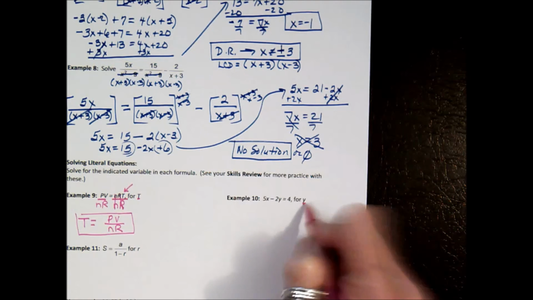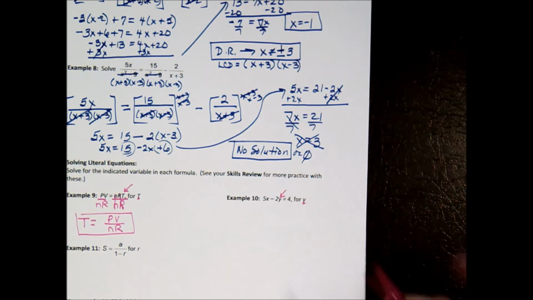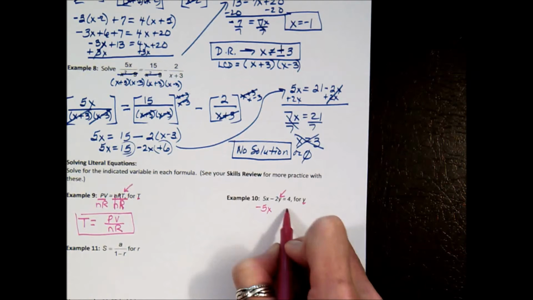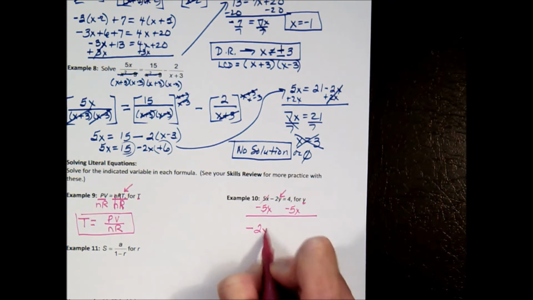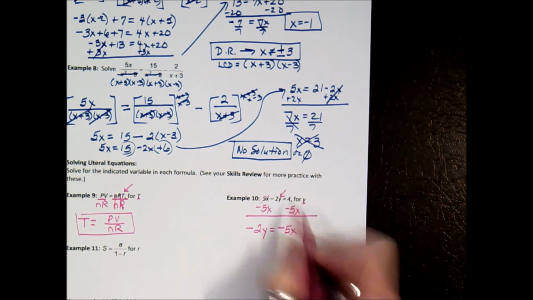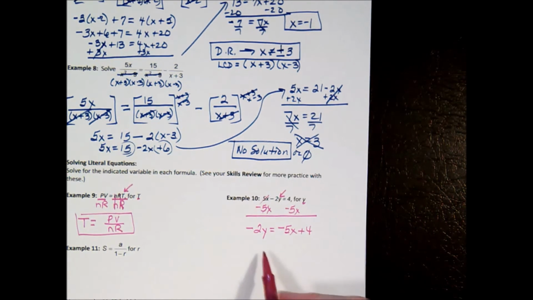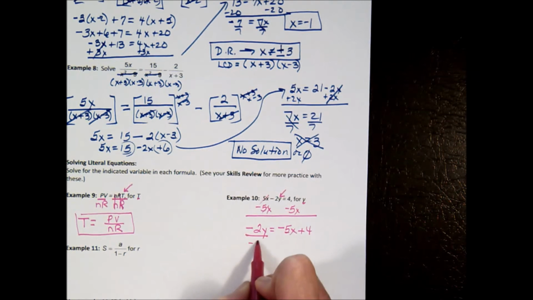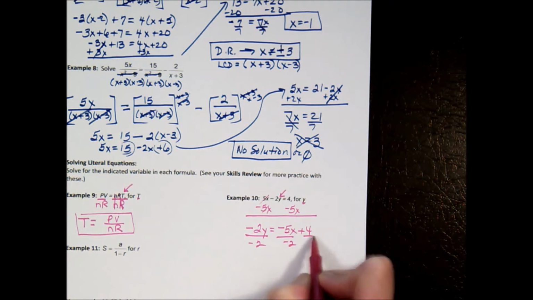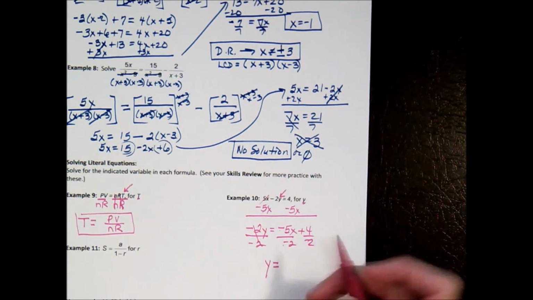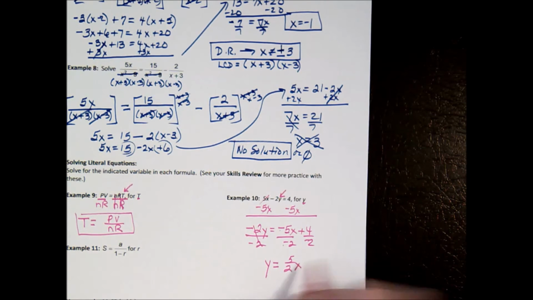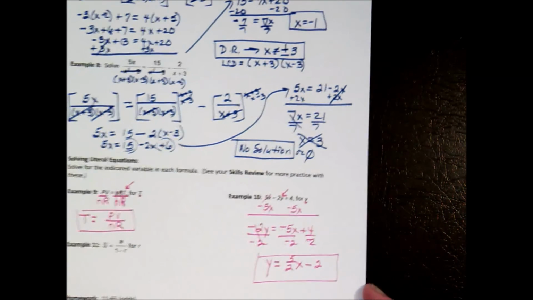Here we want to solve for y, and there is the y. So I'm going to subtract a 5x from both sides. That will give me negative 2y equals negative 5x and a positive 4. If you recognize this, this is y equals mx plus b. I'm going to divide each term by negative 2, and I get y equals a negative divided by a negative is a positive. A positive divided by a negative is a negative. And I get y equals 5/2 x minus 2.